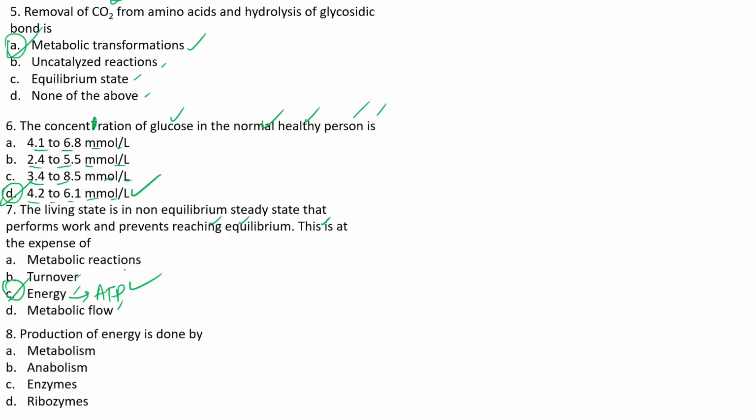Now moving on, production of energy is done by metabolism, anabolism, enzymes, and ribozymes. You know it is metabolic reactions. Anabolic reactions mainly consume the energy, right? So we can say metabolic reactions in general, it is mainly the metabolism that is involved in generating the energy. If they had mentioned catabolism, then we can say that catabolism could have been the answer for this.